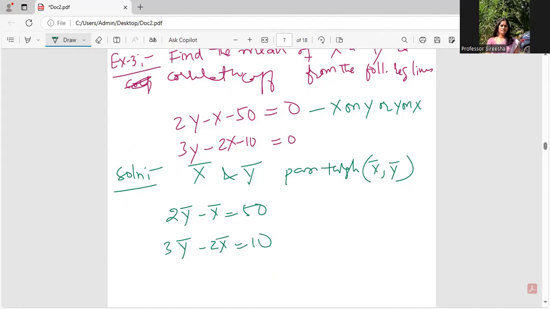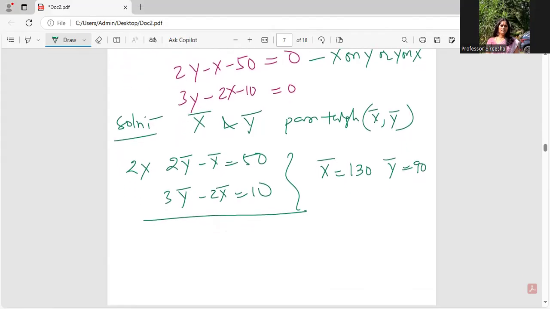Solve these two equations for x bar and y bar. Multiply the first one with 2 and solve this for x bar and y bar. I'll be getting the values. Now x bar you can just find out. I have the answer: x bar is coming out to be 130, y bar is equal to 90. In case there is an error with this mean of x and y, you can just comment under the video.